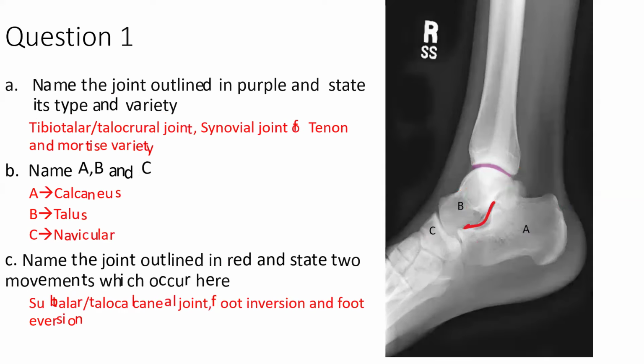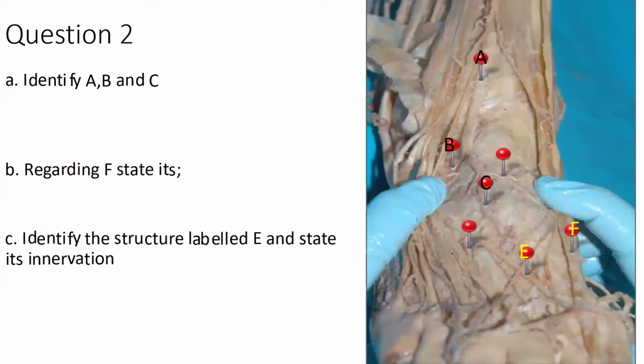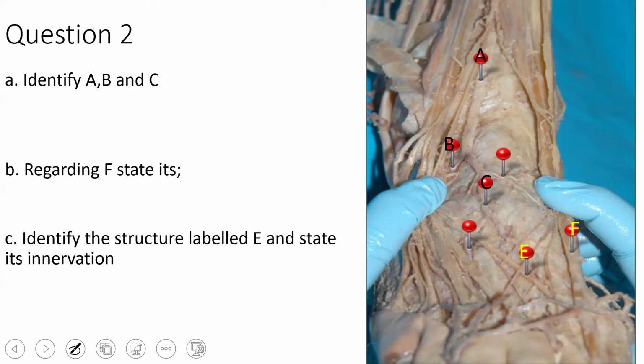On to the second question, which tests our knowledge of the anterior, the dorsum of the foot. We've been asked to identify A, B, and C there. So structure A here, you can see it's a vessel. Ideally, what has been removed here is what is known as the extensor retinaculum. The extensor retinaculum usually covers that part. It has been removed to reveal the structures which pass underneath it.